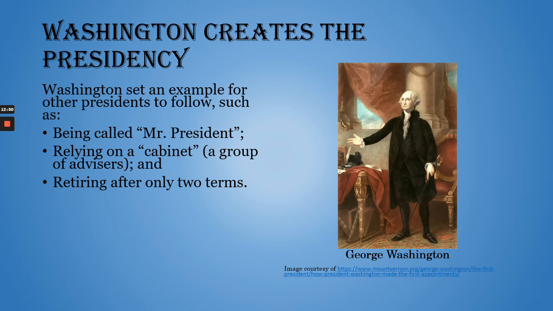Once you get elected, you can only run 1 more time, or at least you can only get elected 1 more time. You can only be elected a total of 2 times. And Washington set this example, and it's an example we still follow today. And this is very important to establish that our country was going to be different than England. It was going to be different than France and Spain.